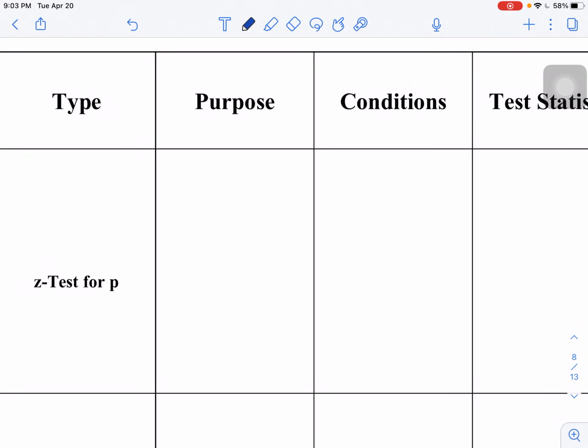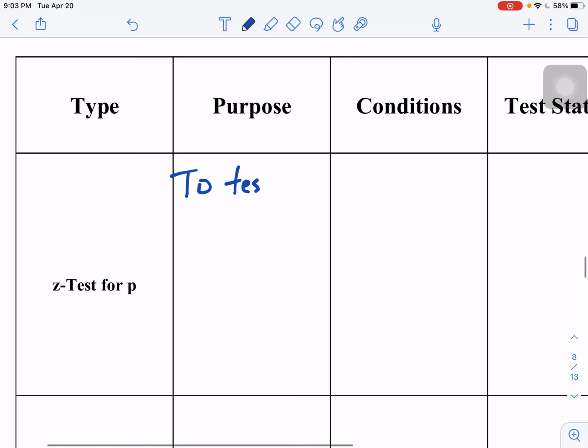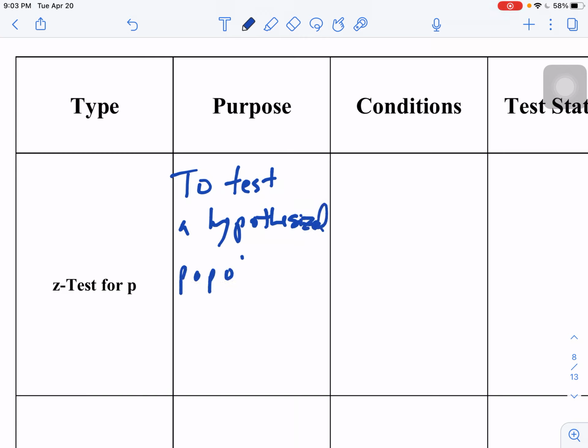Okay, so the purpose of a z-test for p is to test a hypothesized population proportion. So we're making a hypothesis about a population proportion. And that's what we're doing our significance test on. All right, so that is the purpose.